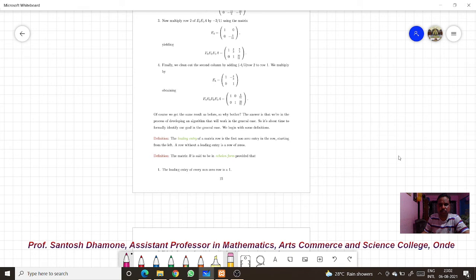The following matrices are in reduced row echelon form. This is a 2 by 2 matrix, 1 0 0 1, which is in row echelon form. This is 1 star, where star is any entry which may be 0 or any number. 0 star 0 0 1 star 0 0 0, and 0 1 0 0 0 0 1 0 0 0 0 1. These are the non-zero rows 1, 2, 3, and these are the non-zero columns.